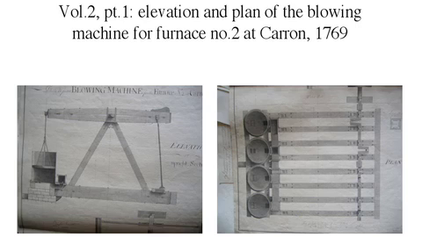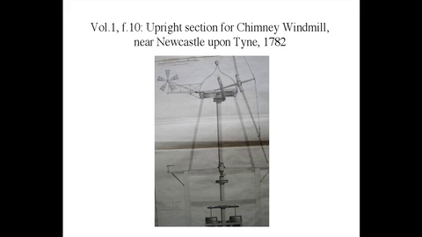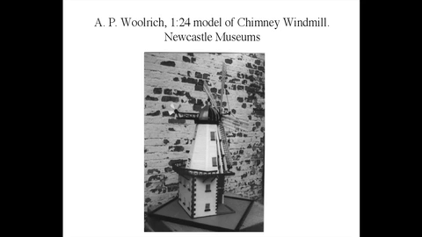The drawings in Volume 1 track Smeaton's innovations in windmill design. The first recorded 5-sailed mill in England, for a flint for china and pottery mill at Leeds of 1774, and the first known representation of a fantail or tower mill, chimney mill at Newcastle upon Tyne, the drawings for which are dated 1782. The engineering historian Tony Woolrich was able to make a 1 to 24 scale model of it from Smeaton's drawings, which is now in Newcastle Museum. In other words, Discovery.